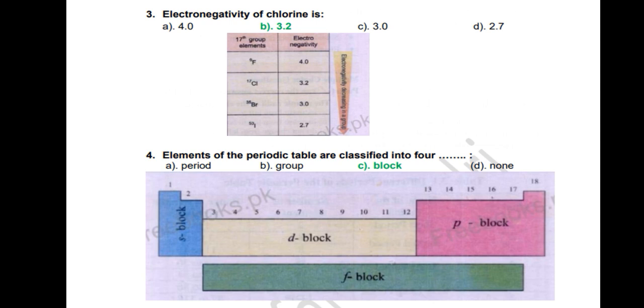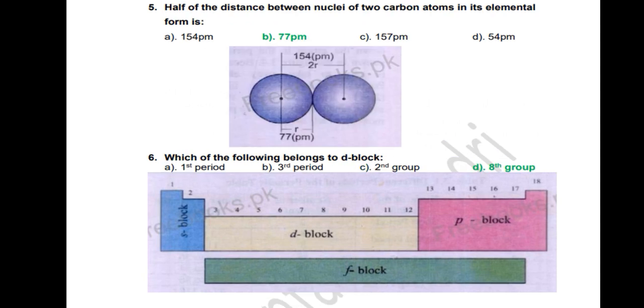Elements of the periodic table are classified into 4 dash. 4 periods? No, there are 7 periods. There are 18 groups and there are 4 blocks, S, P, D and F block. So option C will be correct.